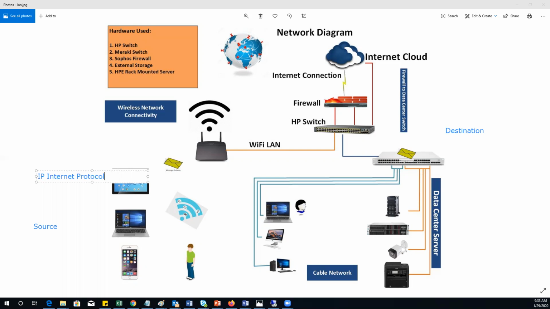If you want to communicate over the network, for that purpose you must be configured with an IP address. Let's take a deep dive into the IP protocol and understand what kind of structure this address has. So let's move on to the IP address introduction.